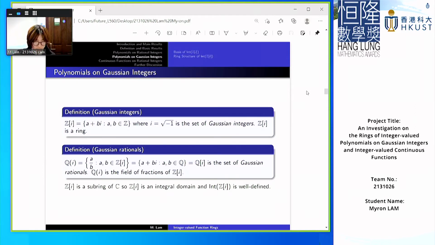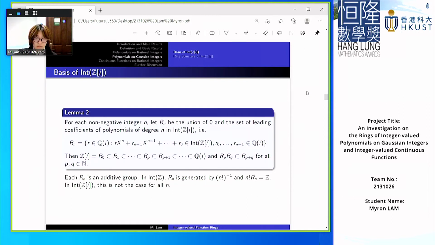We continue onward to the Gaussian integers Z[i], which are complex numbers with integer real and imaginary parts. Z[i] is a subring of the set of complex numbers, so it is an integral domain, and Int(Z[i]) is well defined. Seeing that a basis exists for Int(Z), we extend this result to Int(Z[i]). The union of 0 and the set of leading coefficients of polynomials of degree n in Int(Z[i]) forms an additive subgroup of the Gaussian rationals.